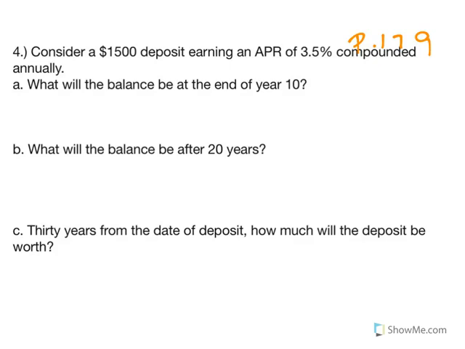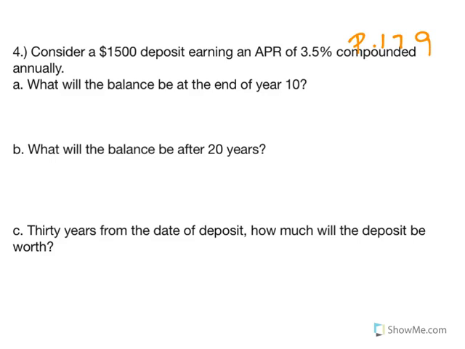Okay, welcome to Section 20, Interest, Video 2. We are going to pick up on page 179 with number 4. We are going to consider a $1,500 deposit earning an APR of 3.5% compounded annually. So that is what we've been working on there at the end of Video 1.